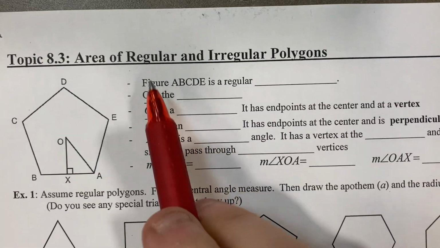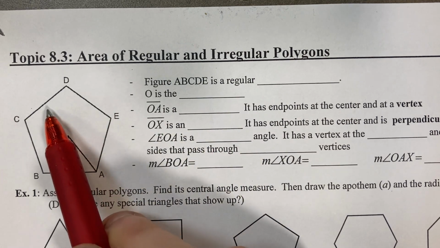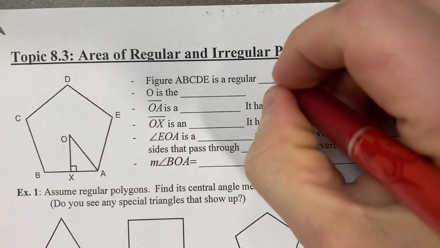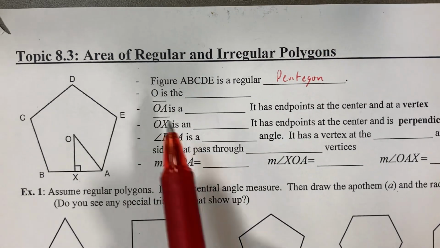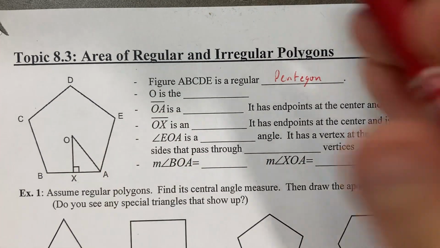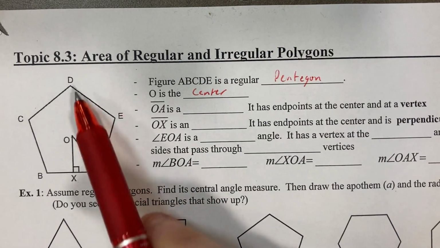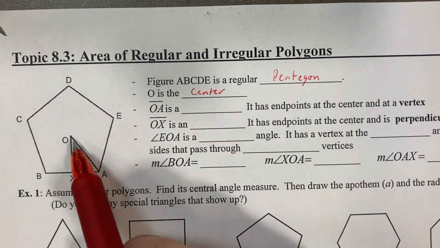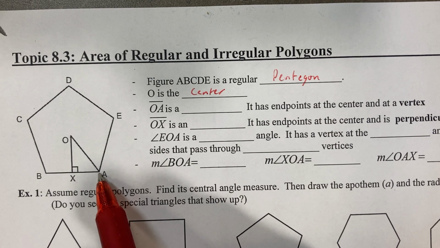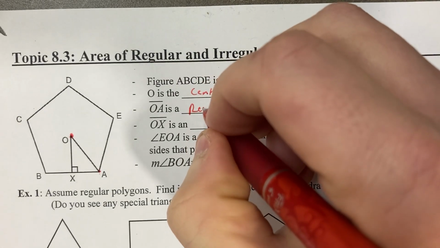All right, here we go. Figure ABCDE is a regular, let's see here, 1, 2, 3, 4, 5, pentagon. Really? Back to these? All right. O is the center, of course. We've already done a lot of this stuff when we did the angles of all this. Remember that? We did that whole lesson. OA is just like in a circle. It goes from the center out to the very edge of the shape. That would be a radius.